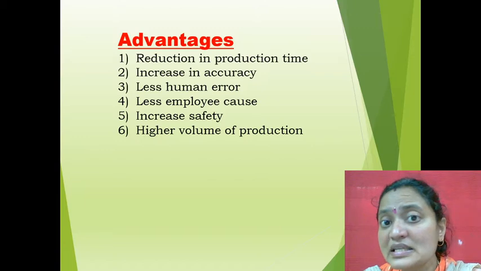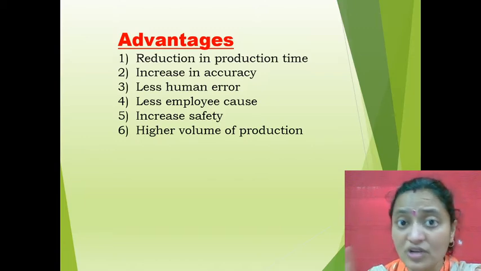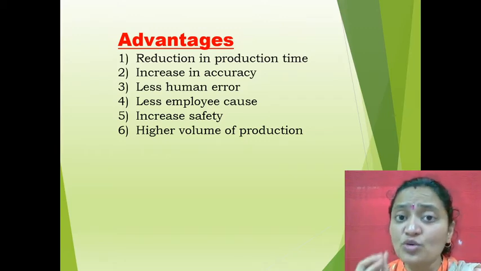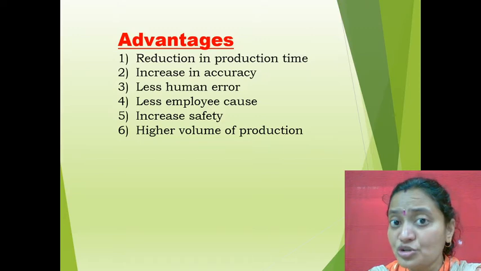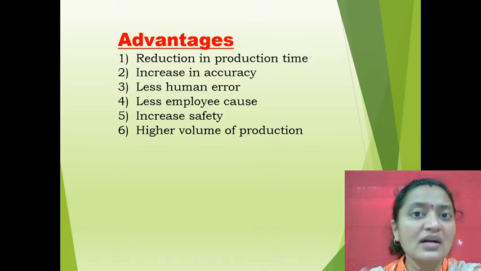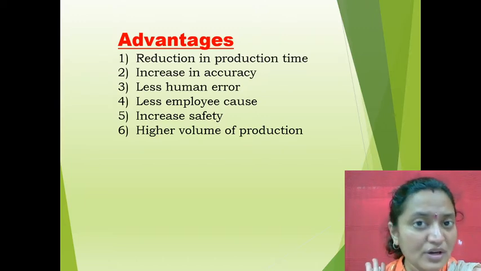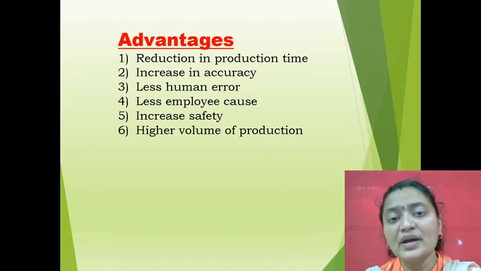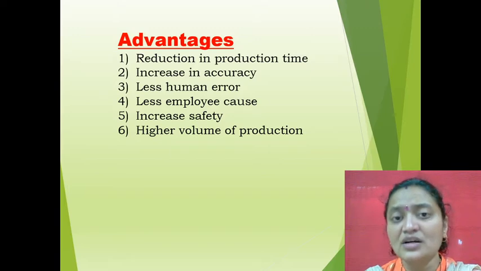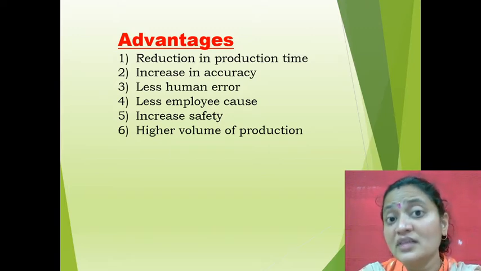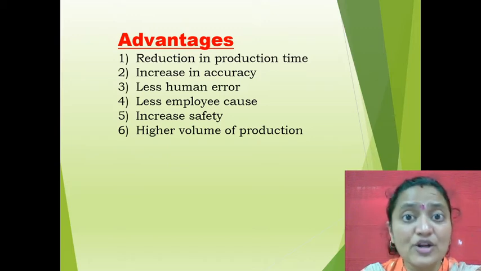Then increase in accuracy. Accuracy means what? Whatever work you do, it should be accurate and correct. You should give good results and do the work very accurately and correctly. That means no mistake should be made in your particular work. Now you compare a human mind and a machine. Likely chances are there that a human mind can commit any kind of mistake.